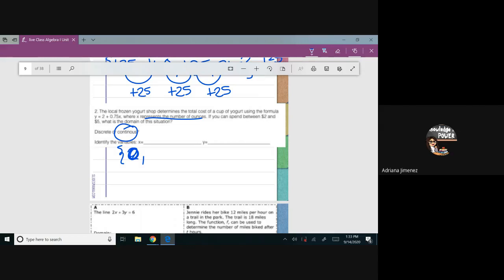Now, how do we figure out what the next one would be? Well, basically it goes to 1, 2, 3. Okay. But I would want to know, hey, how far can I keep going and still just pay $5? So what you do is you get the $5. They're already charging you $2 for the cup. So you would subtract the 2. That gives me 3. Then you're going to divide it by how much each ounce weighs.